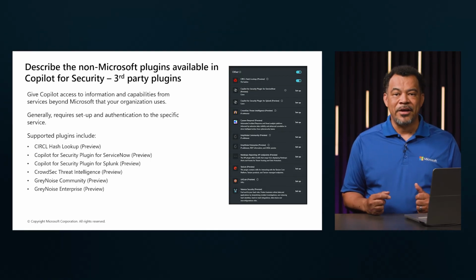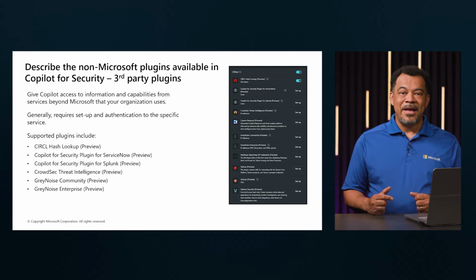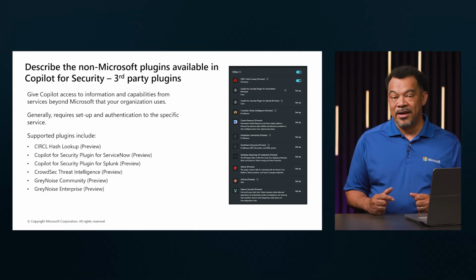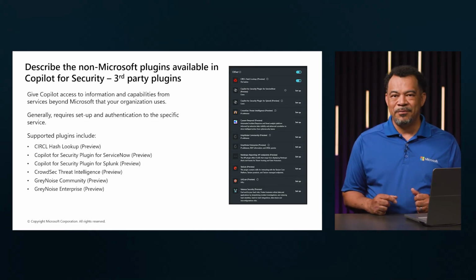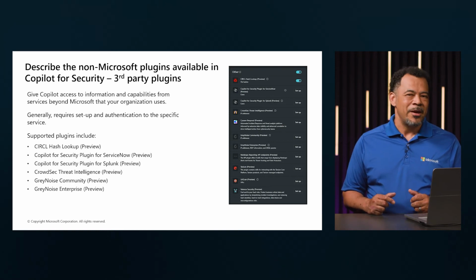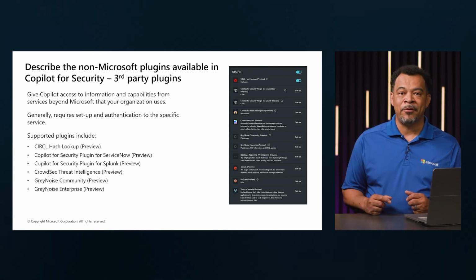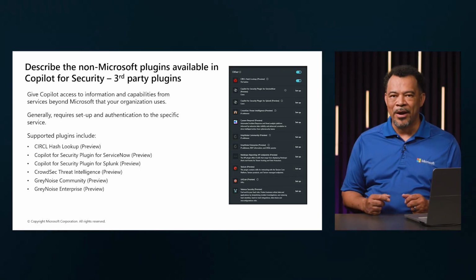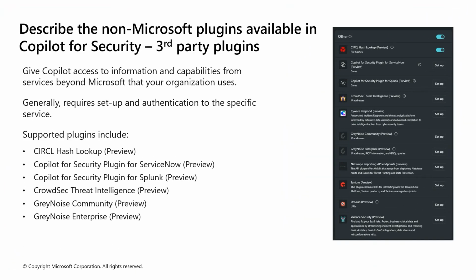There's also CrowdSec Threat Intelligence, which adds community-driven threat insights, and both GreyNoise Community and GreyNoise Enterprise, which help filter out internet background noise and focus on real threats. These plugins are great for expanding Copilot's reach and making it an even more useful tool within environments that rely on a mix of Microsoft and non-Microsoft tools.